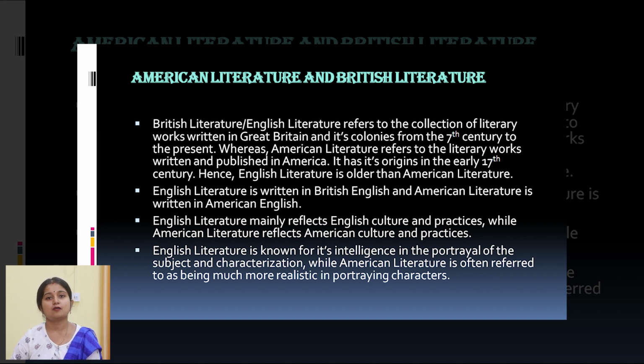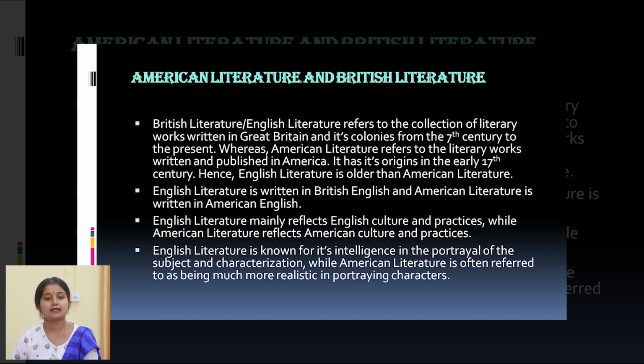British literature, also known as English literature, refers to the collection of literary works written in Great Britain and its colonies from the 7th century to the present, whereas American literature refers to the literary works written and published in America. It has its origins in the 17th century. Hence, English literature is considered to be older than American literature. Coming to the next difference, English literature is written in British English, whereas American literature is written in American English.